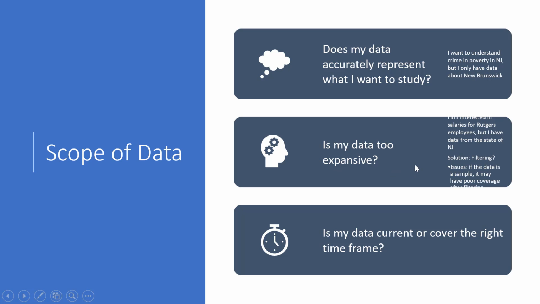Is my data too expansive? For example, if you have the salaries for Rutgers employees, but I only have data from the state of New Jersey, we could filter them to find the salaries of Rutgers people. If the data is a sample, it may have poor coverage, so it could be biased. Is my data current enough to cover the right time frame? That's also very important. Sometimes old data is no use, it's out of scope, and therefore it's not good to do analysis on.